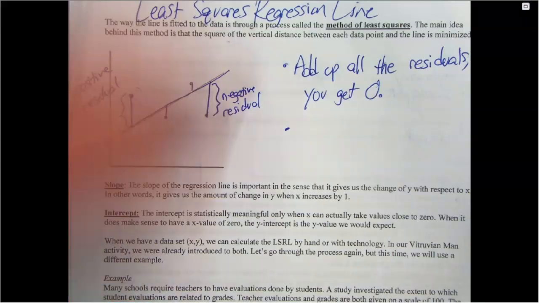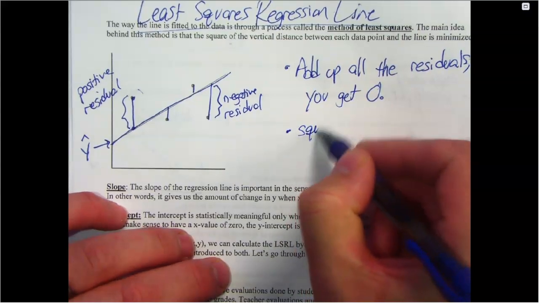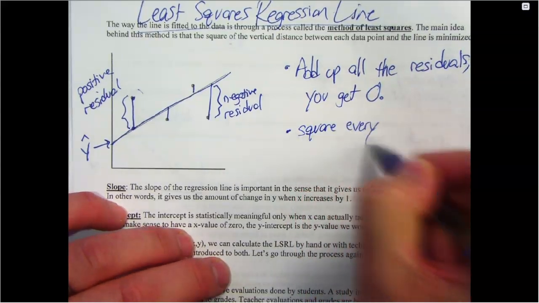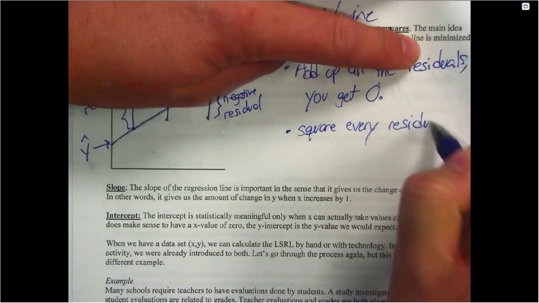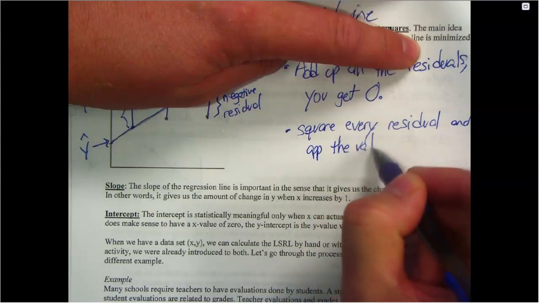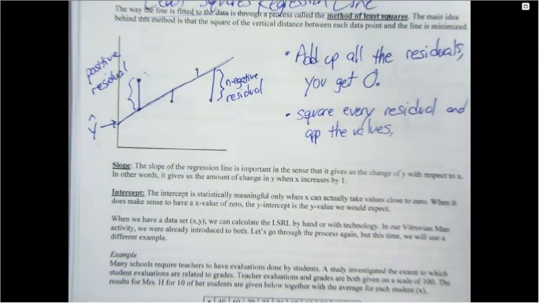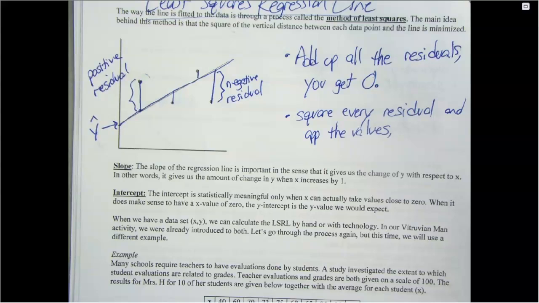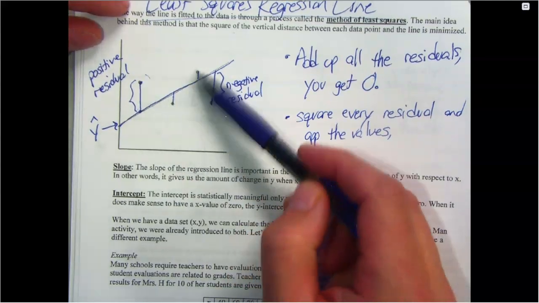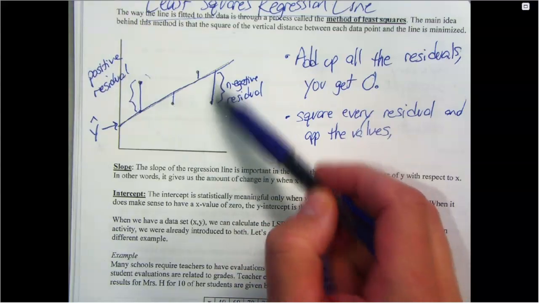And then the second thing: this is called the least squared regression line because you square every residual and add up the values. So what does squaring do to any number, whether it's positive or negative? It makes it positive. So that's going to make all of these positive values. If this was 2 below, now we count it as 4. This was 3 below, now we count it as 9.